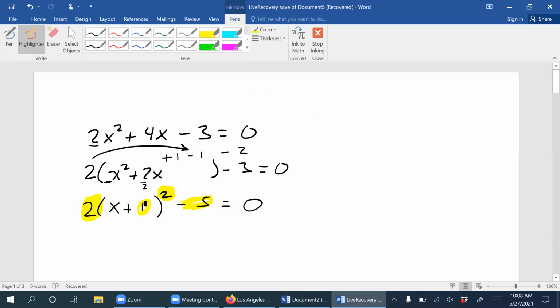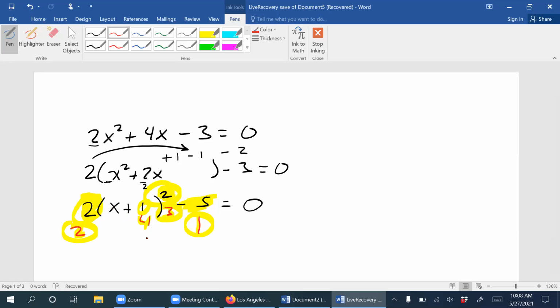So there is an order to this. We're gonna get rid of the 5 first. I can't get rid of the squared because of this 2 in front, so we have to get rid of the 2. So this is gonna be 1, 2, 3, and then 4. So this is the order in which we have to get rid of all these numbers.